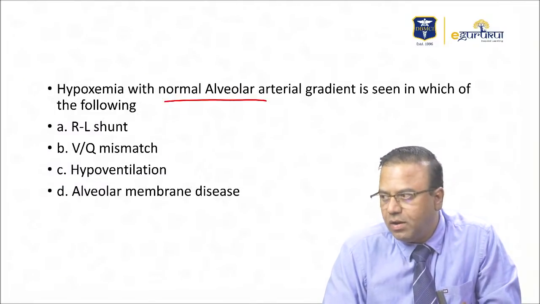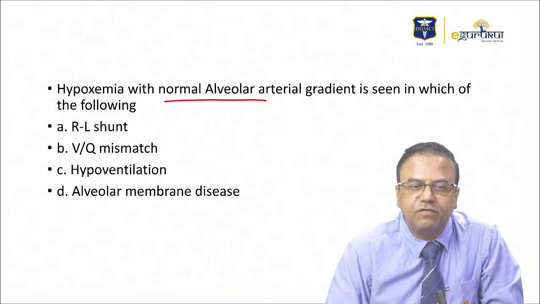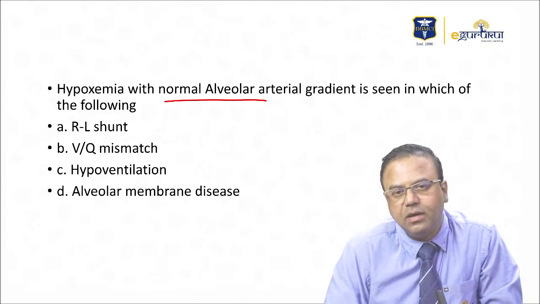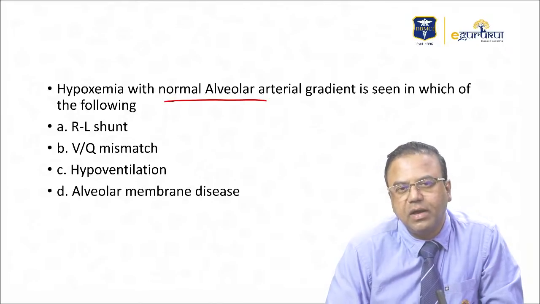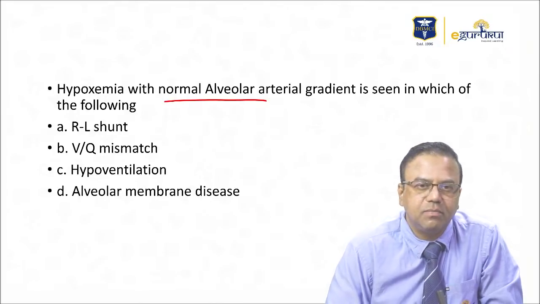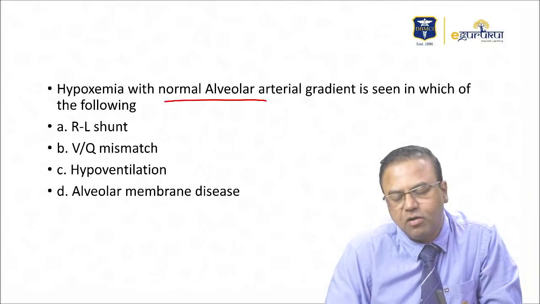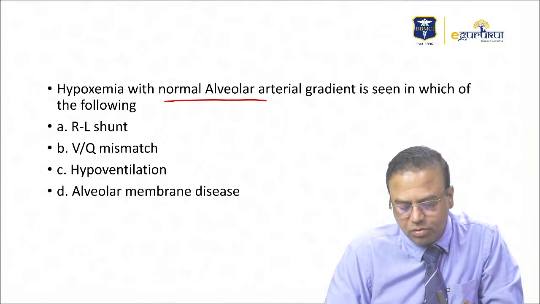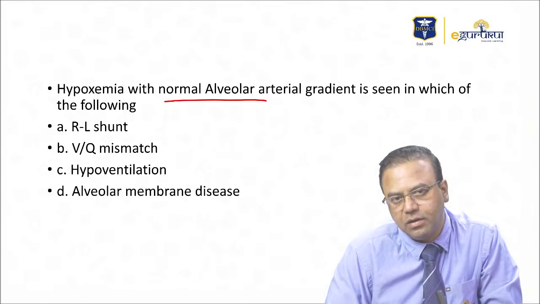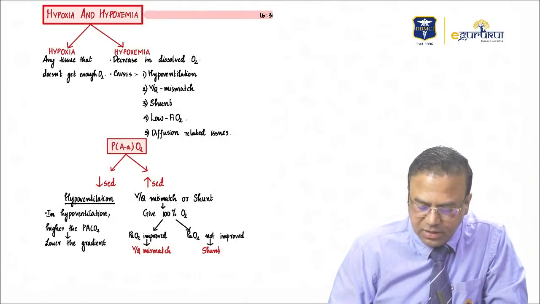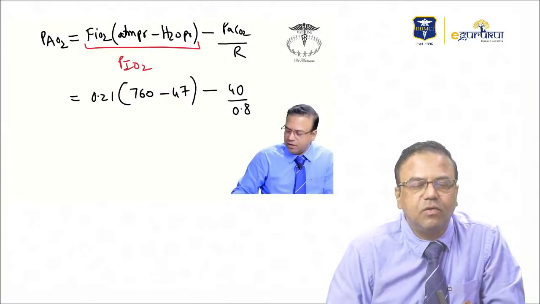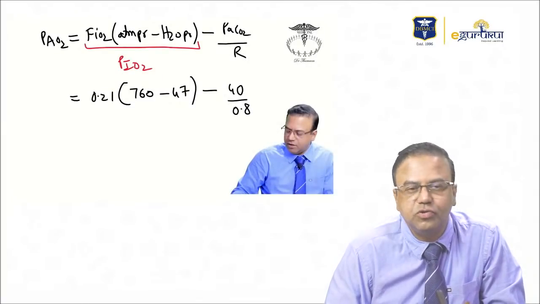Hypoxemia with normal alveolar arterial gradient is seen in which of the following? So when you look at the oxygen transfers, when you're looking at this concept, in the physiology part of respiratory system, before we start the pulmonology section, we go into a good amount of detail in the concept part. And you can see the broad idea is we start, and I think this is one of the videos that I've even put up on YouTube for those who are interested in seeing.